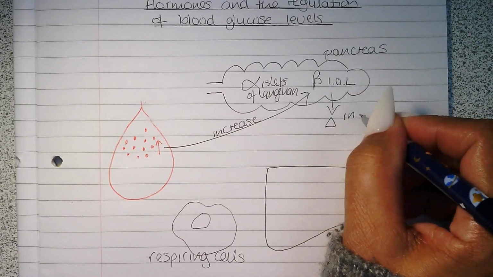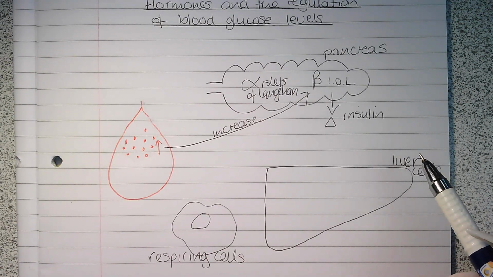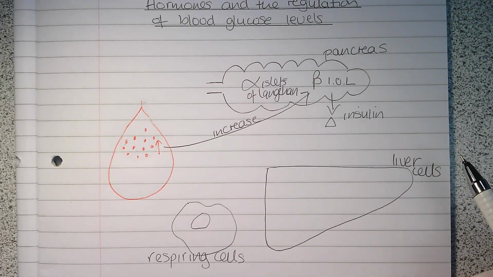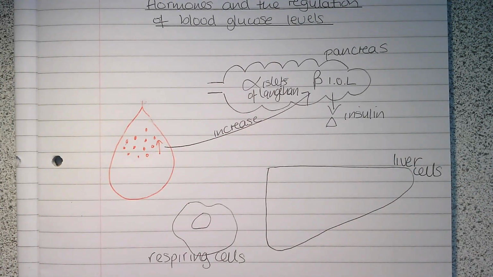a hormone called insulin. Insulin is a hormone, it's a protein, it has a very specific tertiary structure as a result of its very specific amino acid sequence. So remember the amino acid sequence with the range of R groups and their interactions will lead to a very specific tertiary structure for all hormones, including insulin. Now, insulin is then released into the bloodstream.